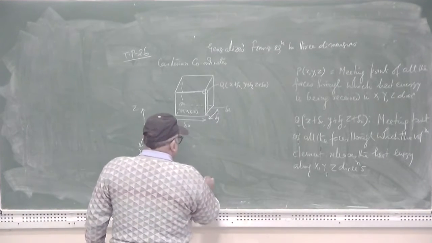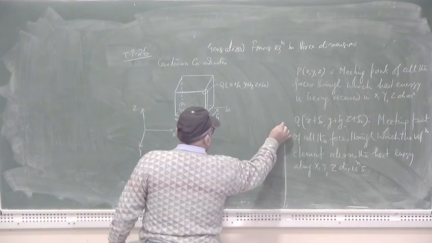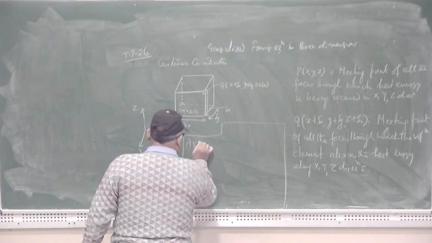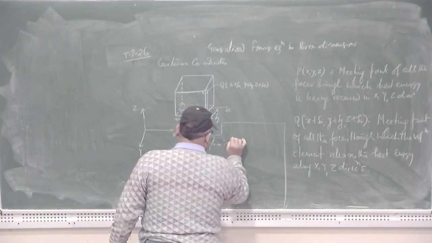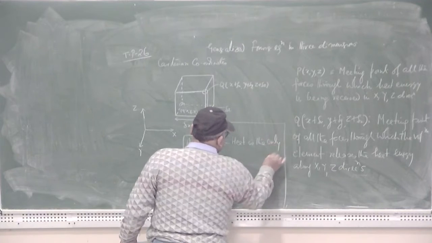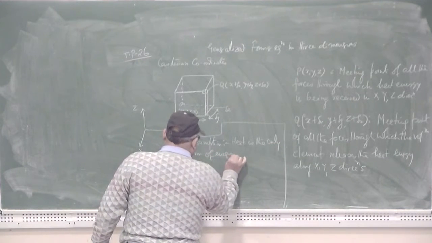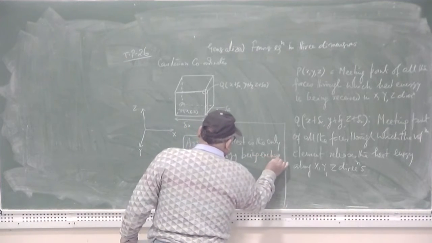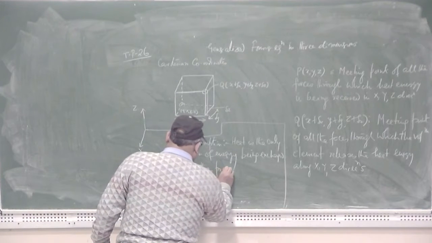The assumption required here for the derivation of this three-dimensional heat conduction equation is that heat is the only form of energy. Heat is the only form of energy being exchanged by the present volume element.